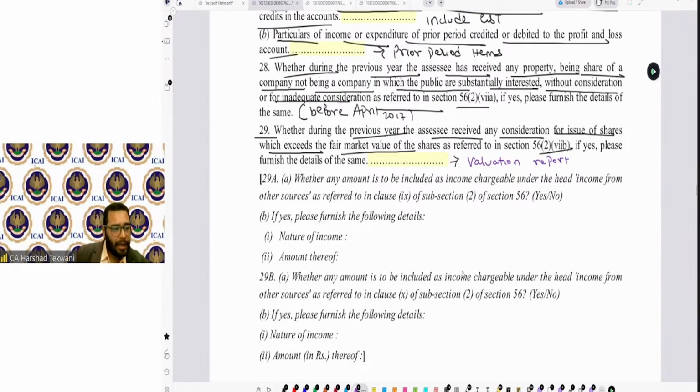Now clause 29A talks about basically the amount to be included as income chargeable under the head Income from Other Sources under clause (ix) of sub-section (2) of section 56. Okay. That is basically a sum of money received as an advance or otherwise in the course of negotiation of a transfer of a capital asset, and subsequently that money is forfeited and the negotiation does not result in any transfer. So forfeited money for transfer of capital asset.